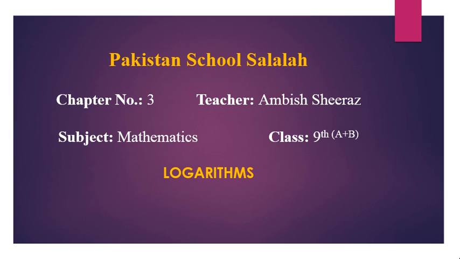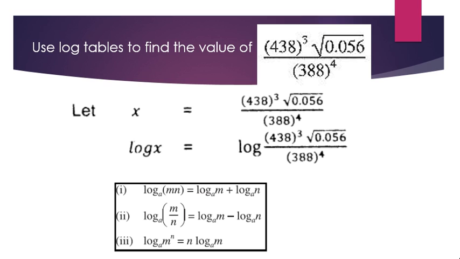The chapter is logarithm. We are moving to the question. The question is given to you. We have to find out the value of the given question by using the log table. The question is: 438 to the power 3 into the square root of 0.056, divided by 388 to the power 4.